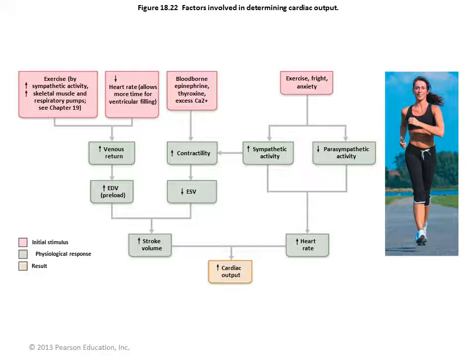Heart rate can be modulated by the autonomic nervous system. The sympathetic nervous system, which is activated by emotional and physical stresses, will increase the heart rate, and the parasympathetic will have the opposite effects.